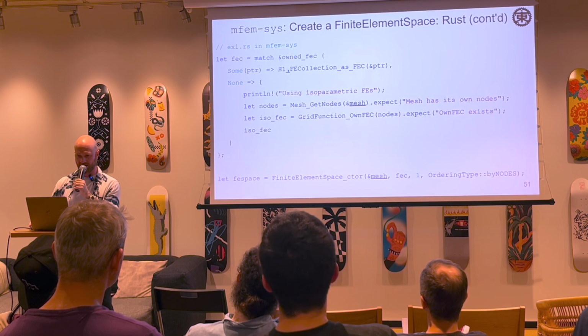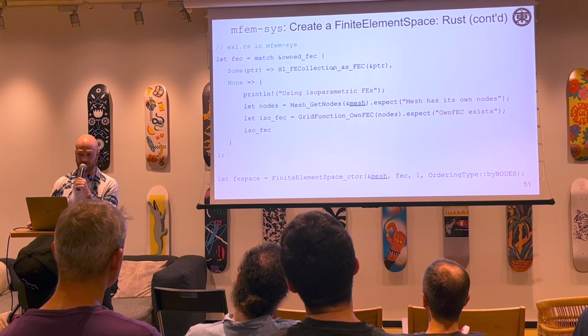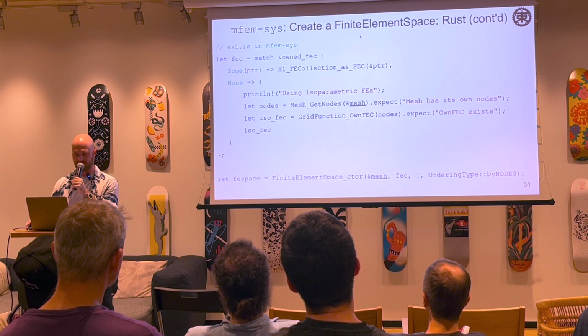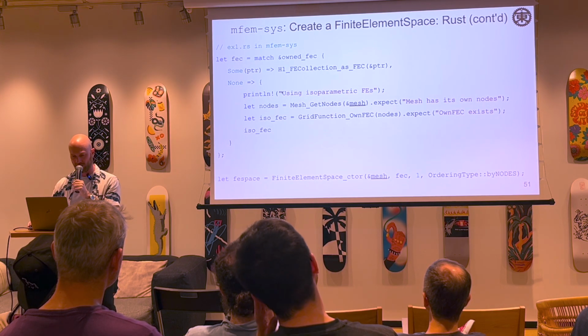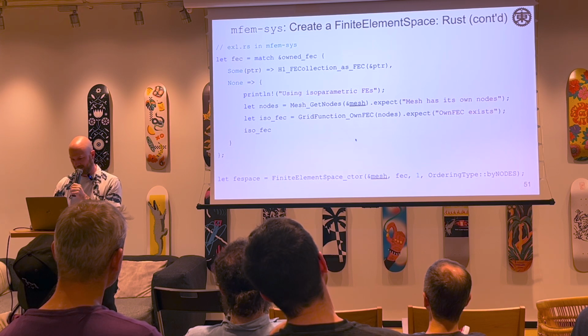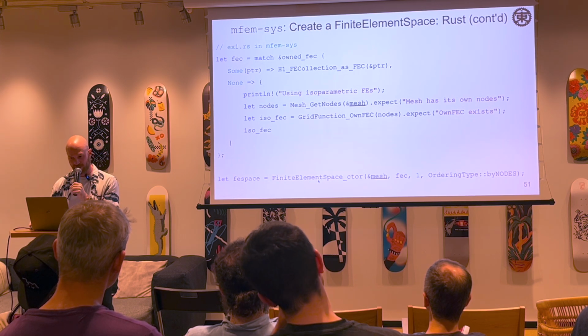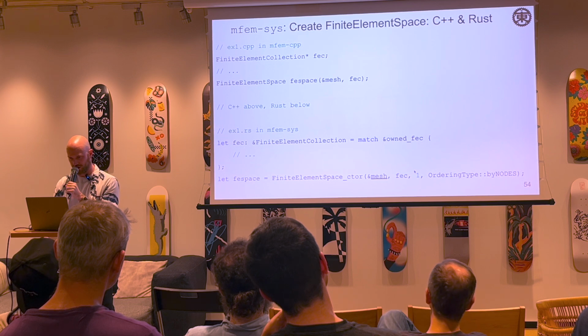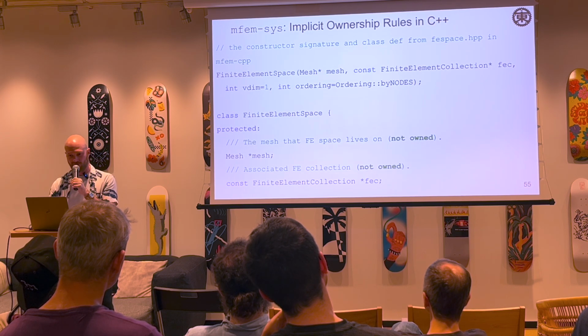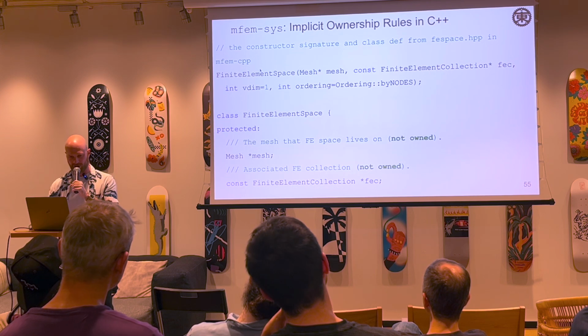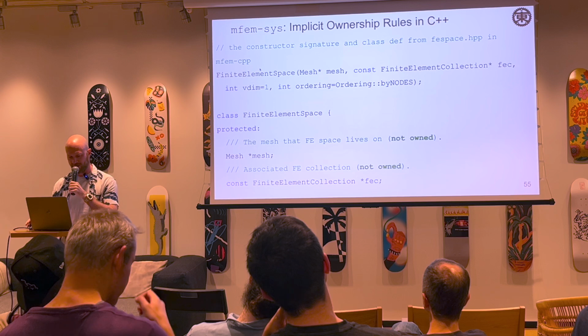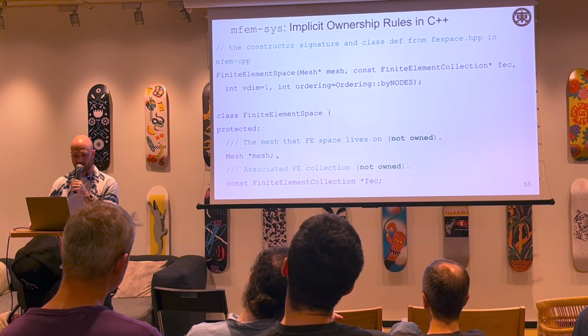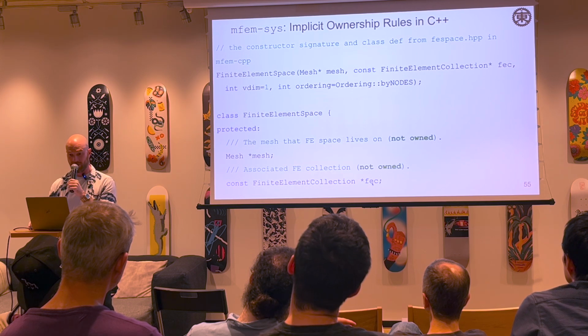So here we're actually upcasting this H1 FE collection, which is a subclass of finite element collection on the C++ side, to just be an FE collection pointer. And anyway, this is not super interesting, but we're constructing the finite element space finally, and this is where we get into the implicit ownership stuff. If you look in the MFEM documentation for this finite element space, you'll notice that internally it's holding pointers to the mesh and the finite element collection. But then the documentation says these things are not owned.